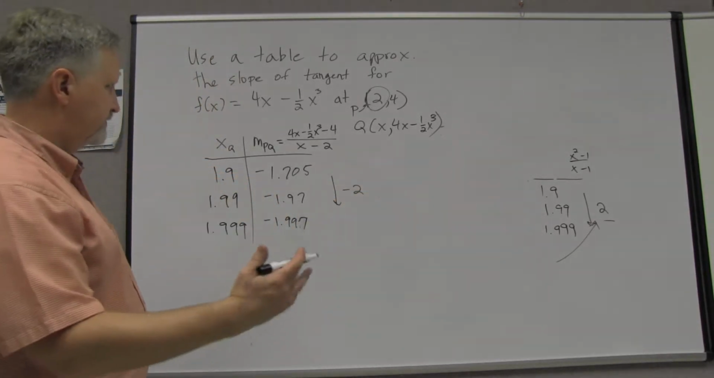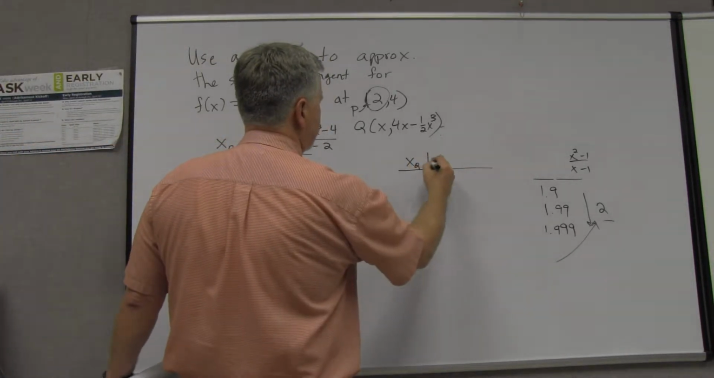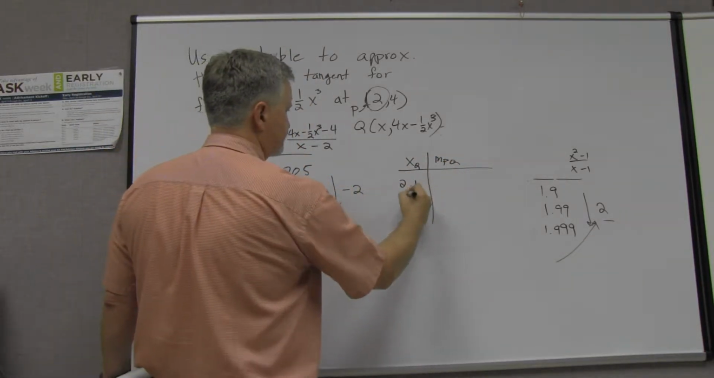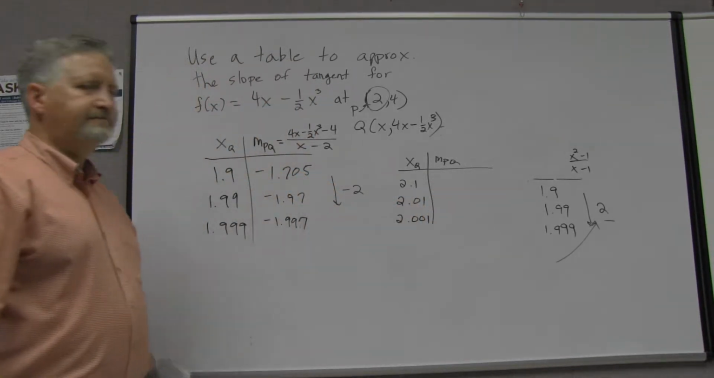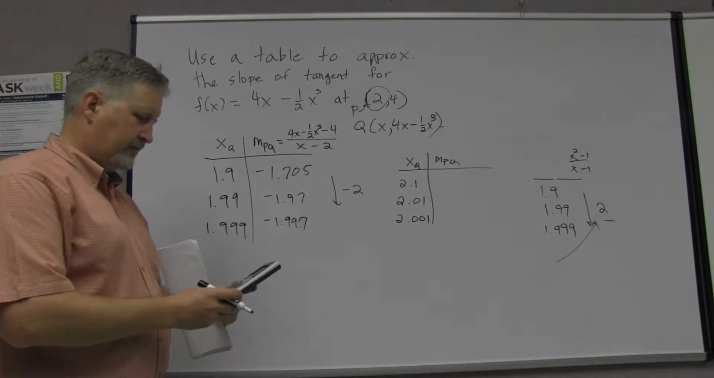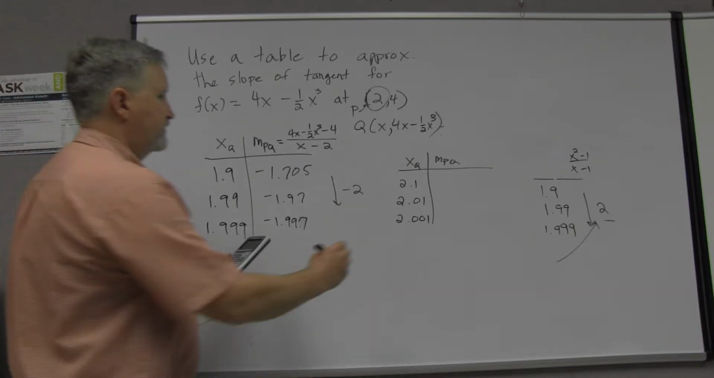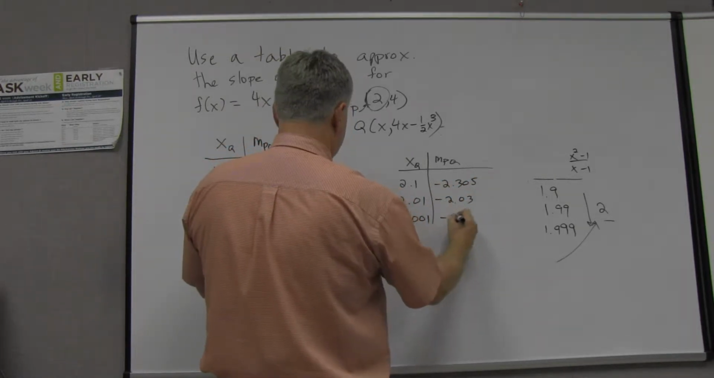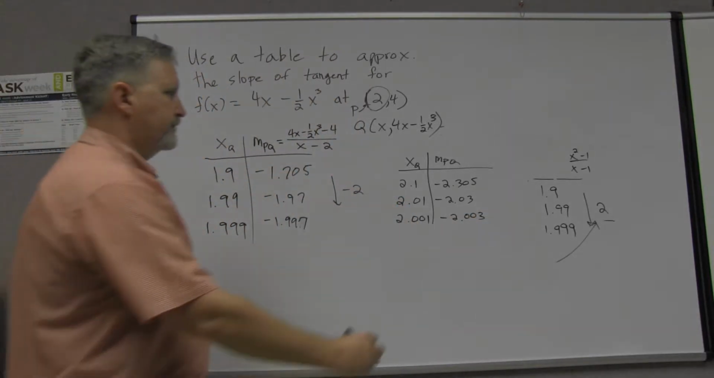Well, just to be sure, we'd also want to look at the other side of 2. So what are we going to do there? 2.1, 2.01, 2.001. So 2.1, 2.01, 2.001, negative 2.305, negative 2.03, negative 2.003. Those are also going towards it.